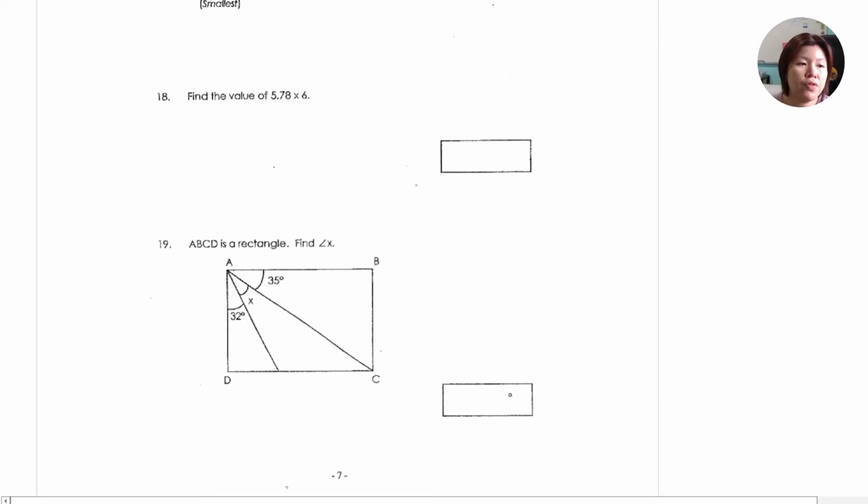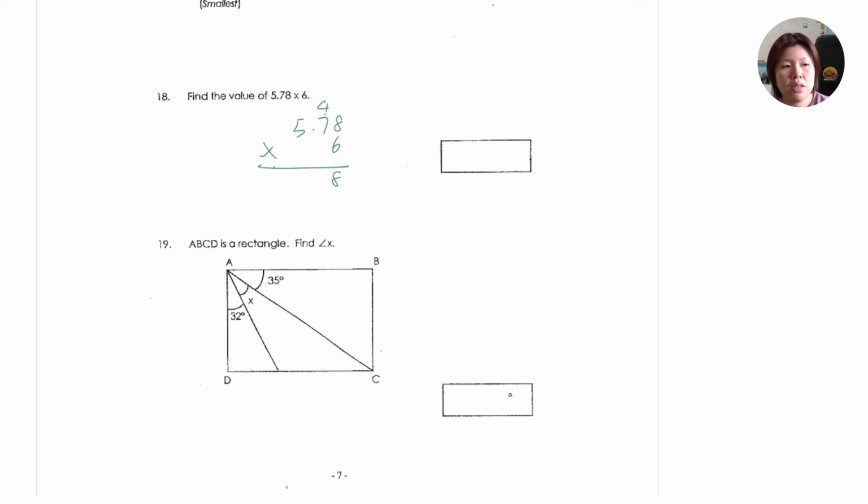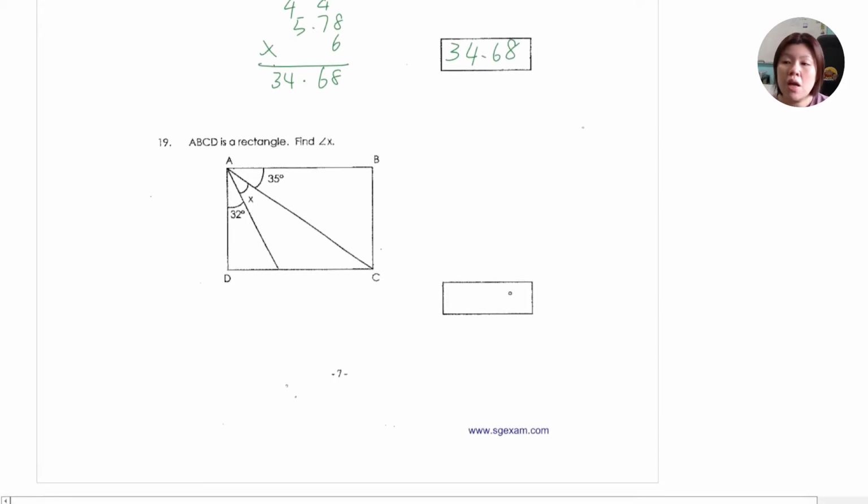Okay, next one, how to find 5.78 times 6. So you take 5.78 times 6. 8 times 6, 48. 6 times 7, 42, plus 4 is 46. And 5 times 6 is 30. 30 plus 4, 34. Let's put back the decimal. 34.68.